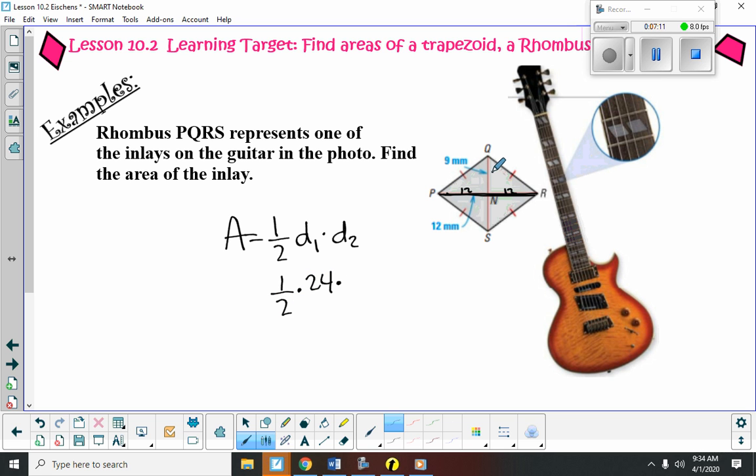And if this is 9, then this is 9. So this diagonal is 18. And then you multiply it together. So 24 times 18, and then I divided it by 2. You get 216, and that would be area, millimeters squared.